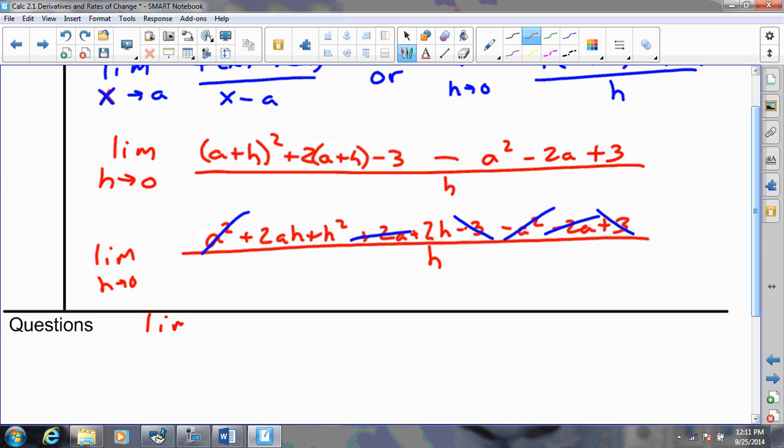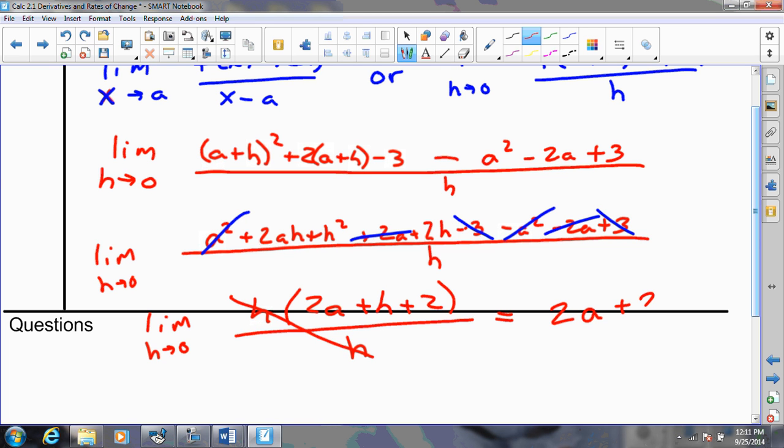Bryant said, and the h. You're correct, sir, the h will, but before we do that, I would like to factor out the h from the numerator and see what's left. That would be h times 2a plus h plus 2, all over h, which cancels. And now when we evaluate the limit as h approaches 0, we get 2a plus 2.